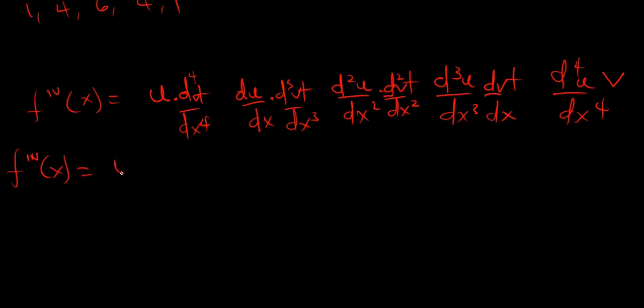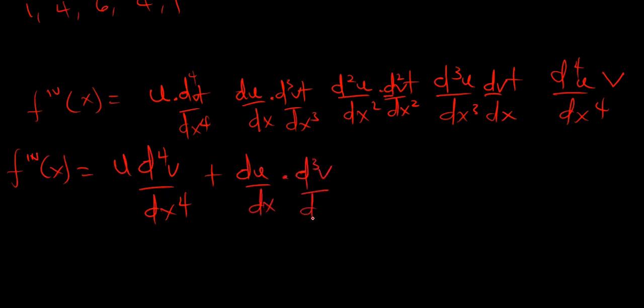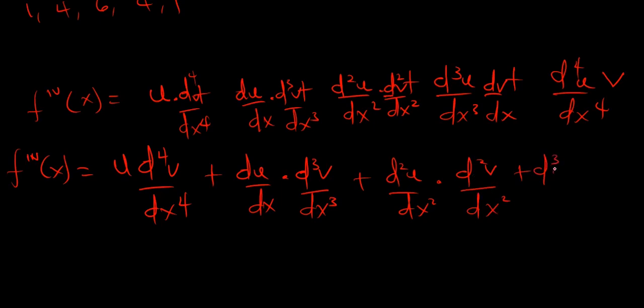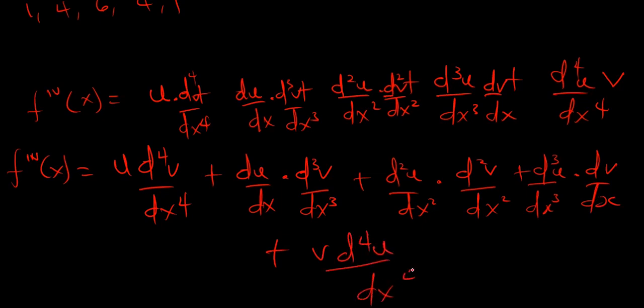Okay, so we're going to get u d to the power 4 v over dx to the power 4 plus du over dx multiplying d cubed v over dx cubed plus d squared u over dx squared multiplying d squared v over dx squared plus d cubed u over dx cubed multiplying dv over dx plus v multiplying d to the power 4 u all over dx to the power 4.